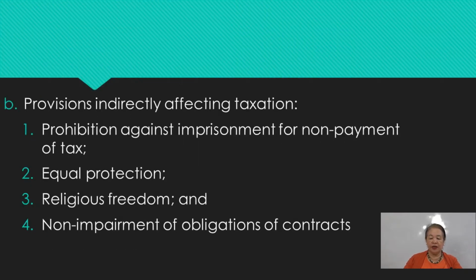Provisions indirectly affecting taxations are: number 1, prohibition against imprisonment for non-payment of tax. Number 2, equal protection. Number 3, religious freedom. And number 4, non-impairment of obligations and contract.